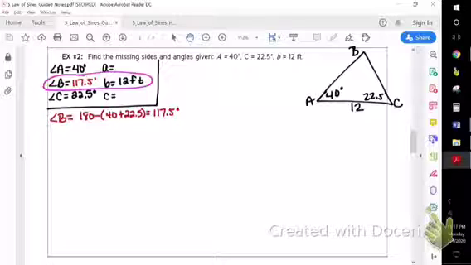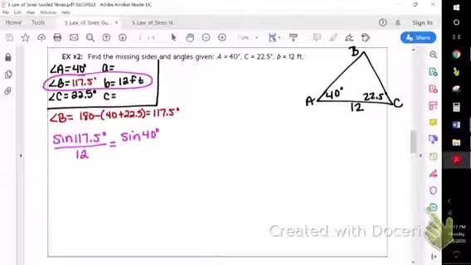Alright, so I'm just going to go in order, so let's go find side A first. So this time I'm not going to write out my formula. I'm just going to say it and fill it in. So I'm going to take sine of angle B, so that's sine of 117.5 degrees, over side B, which is 12, and we're going to set that equal to sine of angle A, which is 40 degrees, over side A, which is what we are after.